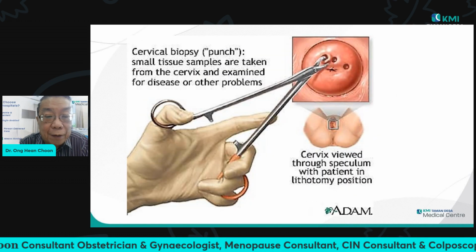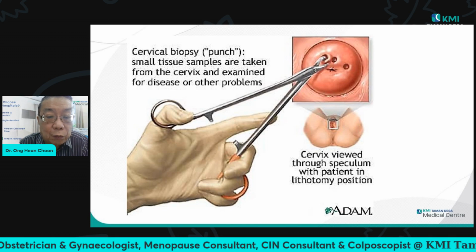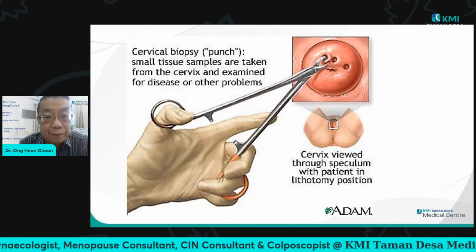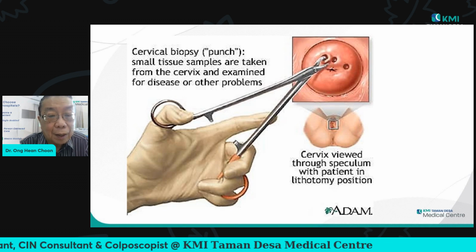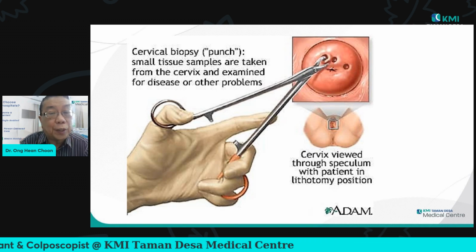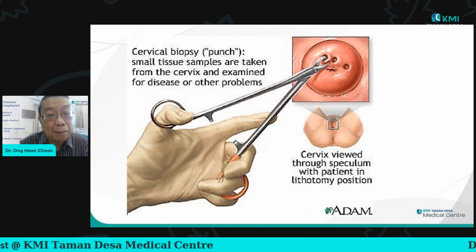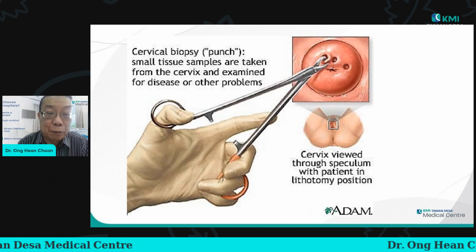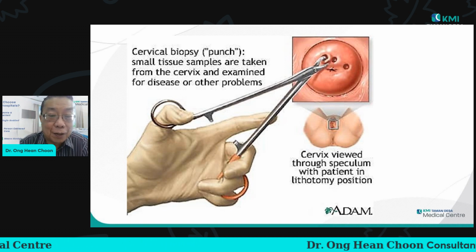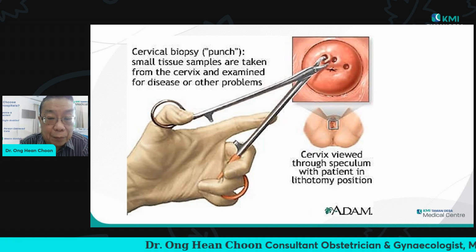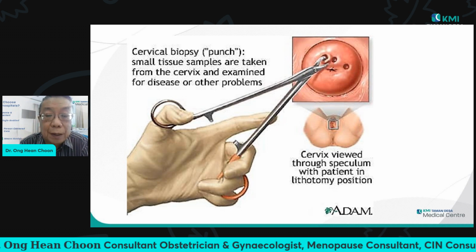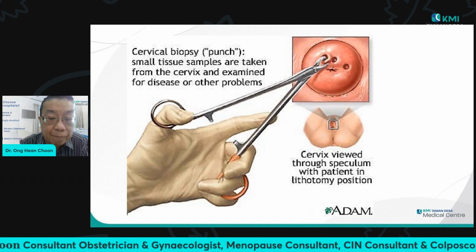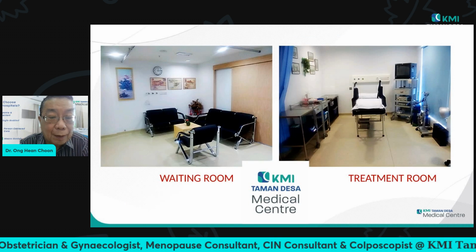And wherever there's any abnormality, we will do a biopsy. This is what we call a very directed biopsy. We are not doing it blind. I think blind biopsy should not be done anymore by any gynecologist. We should do a directed biopsy at the area where there's an abnormality. Then at least the yield from the biopsy will be much, much better.